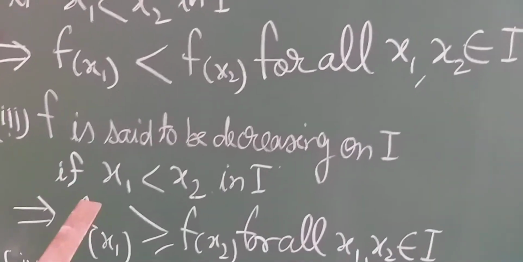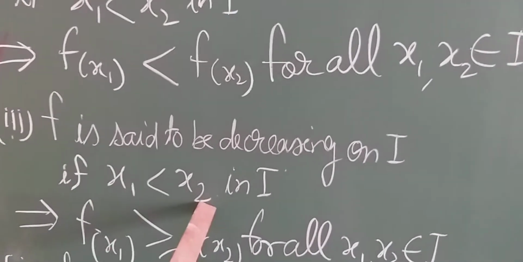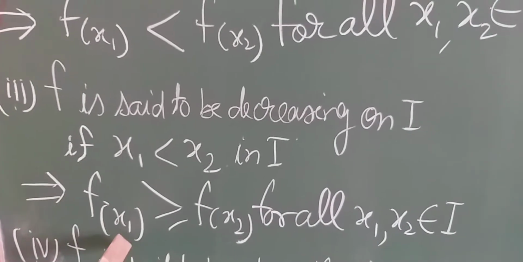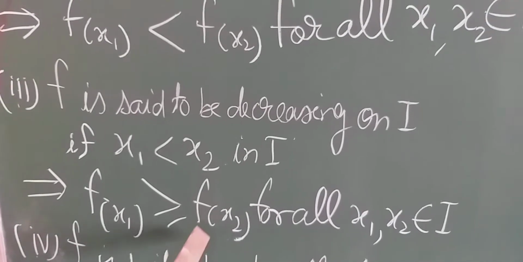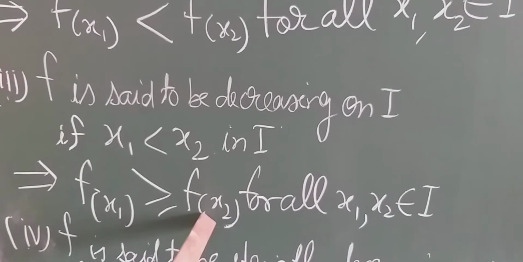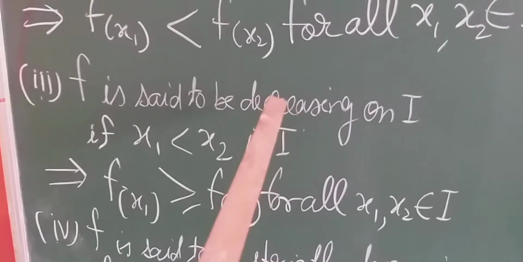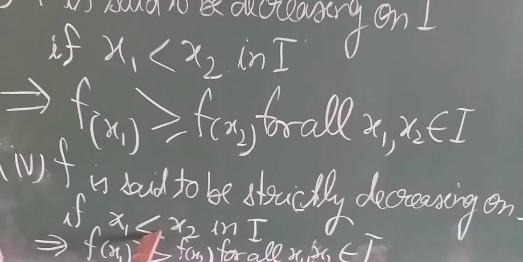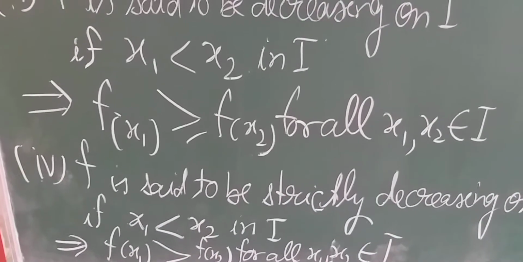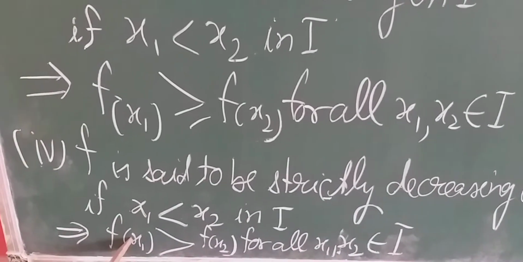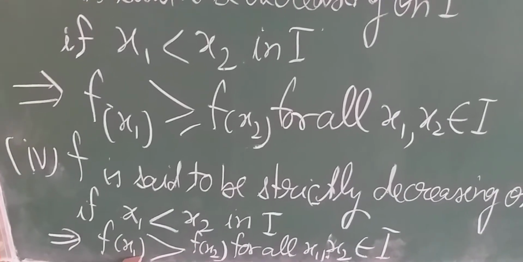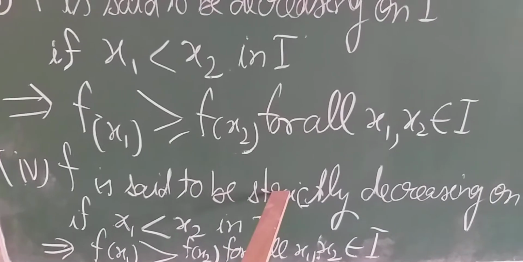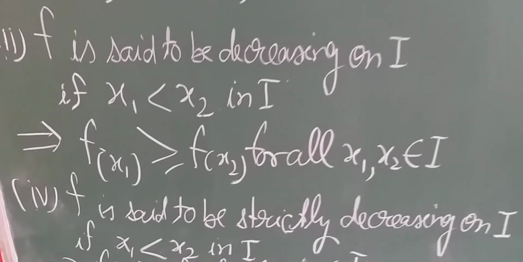Student, if we take two values from the interval x1 and x2, x1 is less than x2, but the value of the function at x1 is greater than or equal to the value of the function at x2, then the function is called decreasing. And student, if we take two values x1 less than x2, but the value of the function at x1 is greater than the value of the function at x2, then the function is called strictly decreasing.